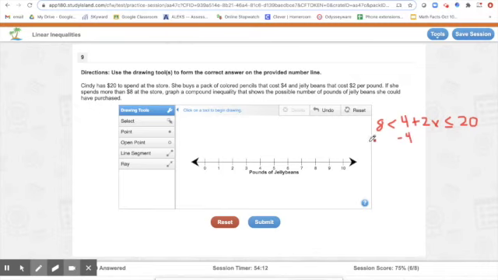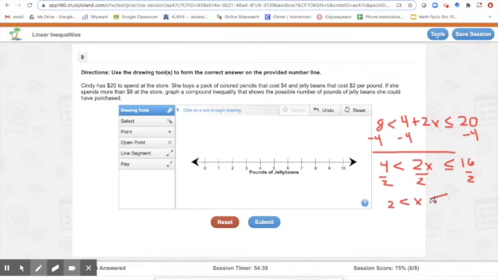So we subtract 4 from everything to start getting that x by itself. So I got 4 is less than 2x is less than or equal to 16. Then we're going to divide by 2. And once again, I'm not multiplying or dividing anything by a negative, so these inequality symbols can all stay the same. So she can buy anywhere between 2 and 8 pounds of jelly beans.